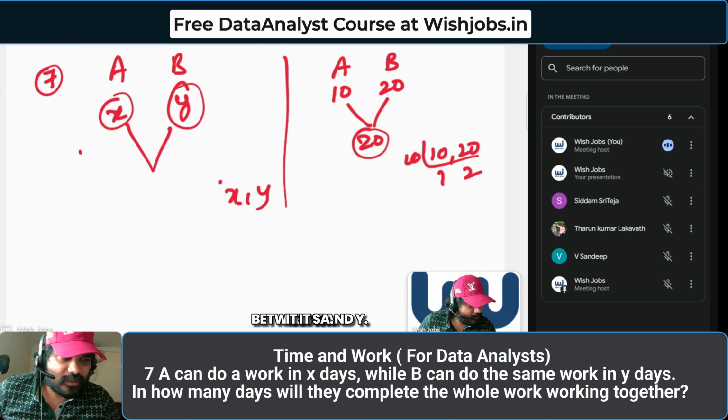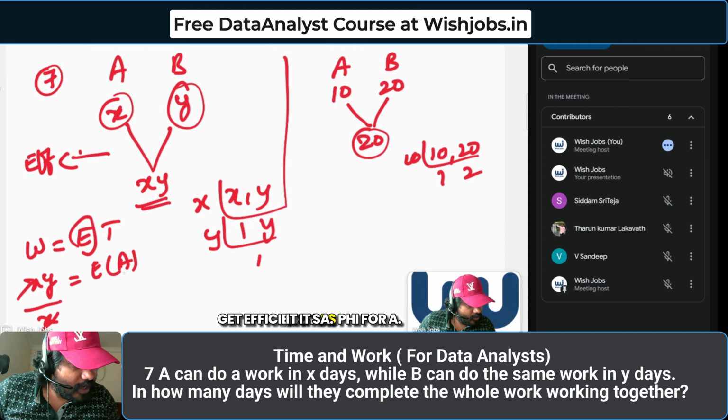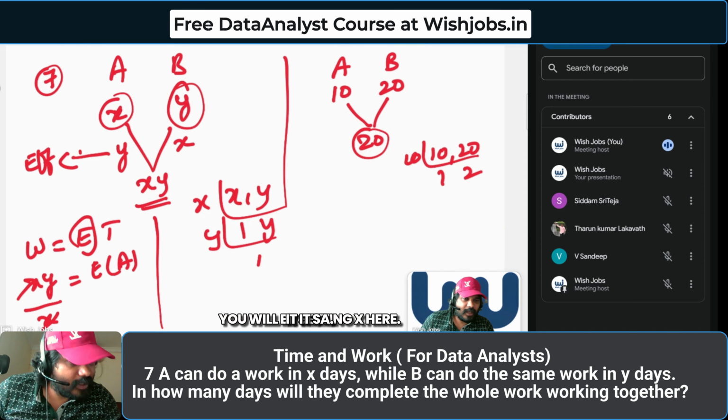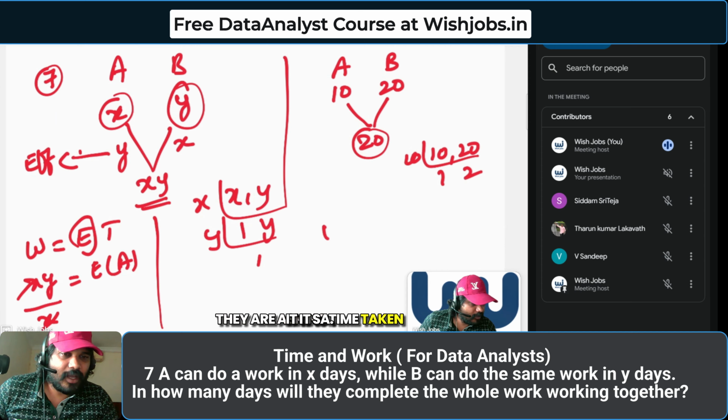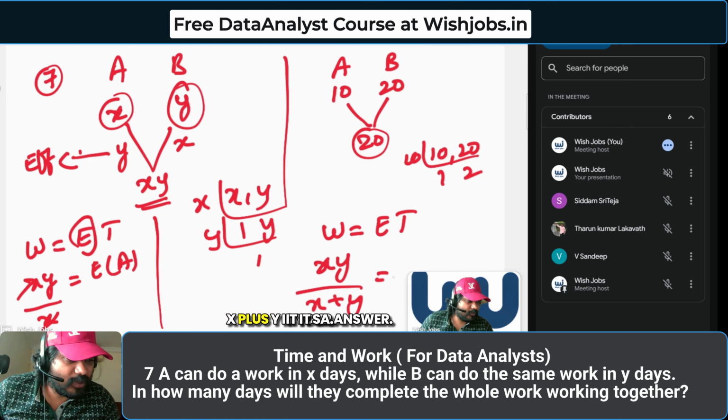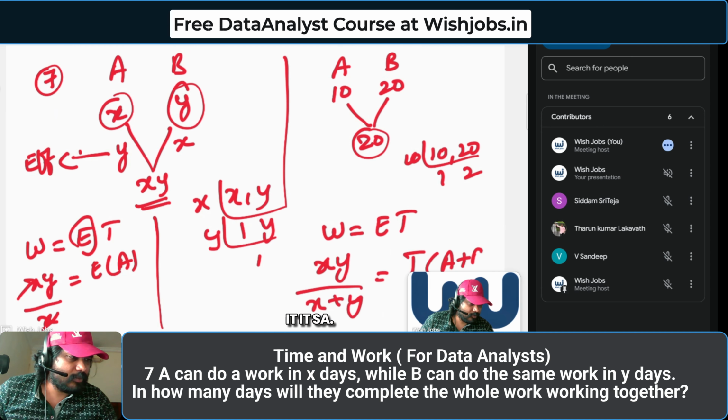Okay, so to find the efficiencies, what is the formula? W equal to ET. You know work done is XY, time is X. If you divide by X, you will get efficiency as Y. For A, you will put Y here. And in a similar way, when you do the same process, you will get X here. They are asking the time taken for both to complete. Again, the formula is W equal to ET: XY by efficiency of A plus B, X plus Y is your answer. Okay.